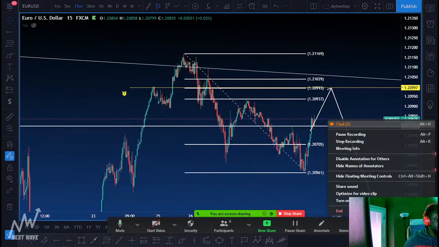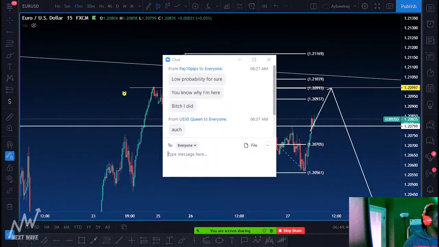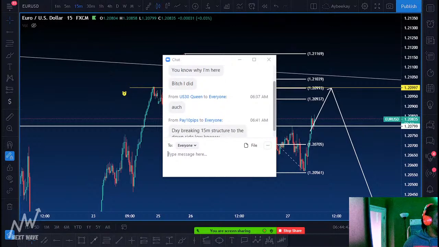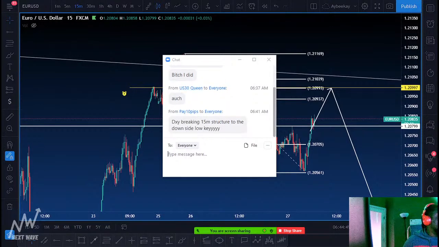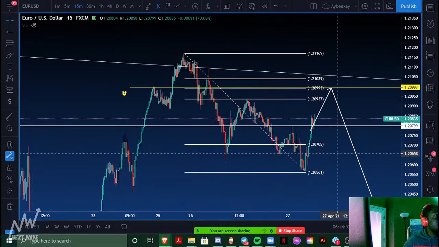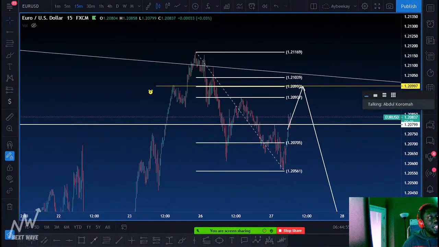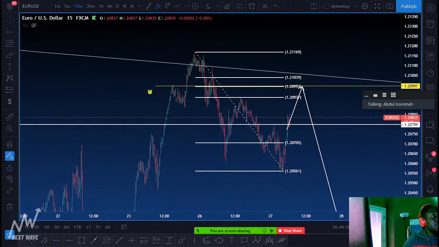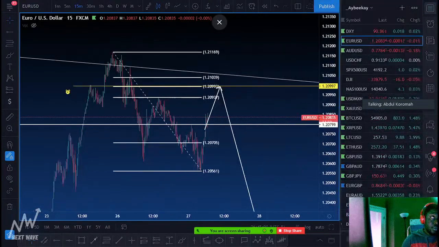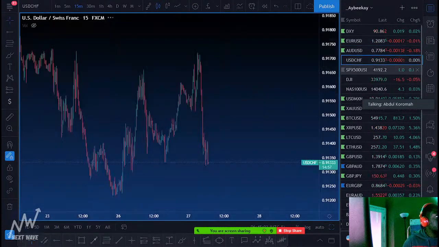Let me see if I have any questions here. DXY breaking 15-minute structure to the downside, low key. Let's see what happens with DXY. If it eats me alive, it eats me alive. But I'm playing off of that RB as well.